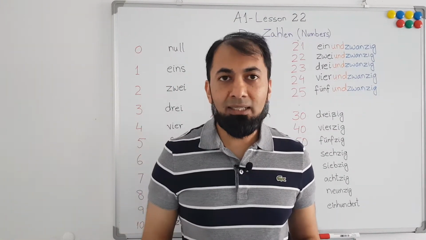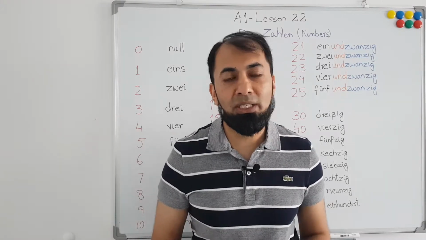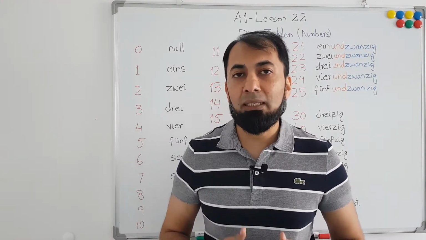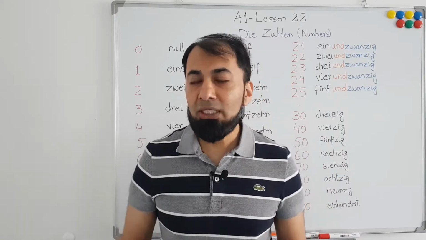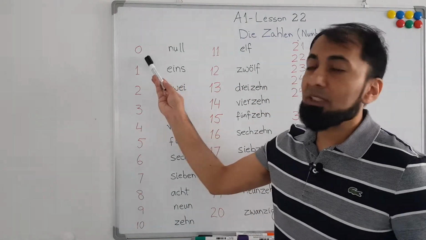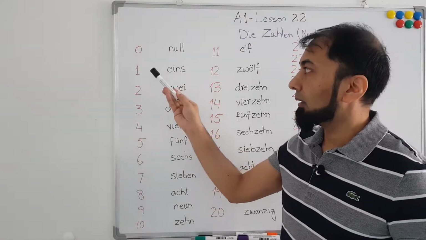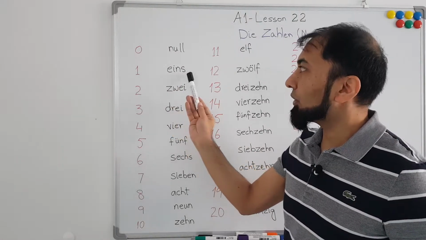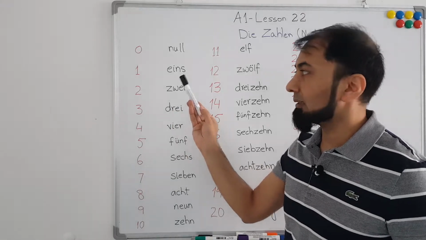Today is the 22nd lesson of the A1 level of the German language course, and today we are going to talk about the numbers in the German language. So let's start with 0. 0 in German is called null. 1 in German is called eins.